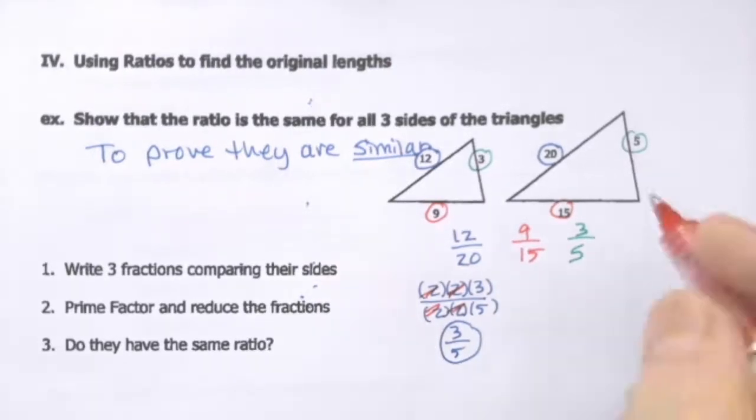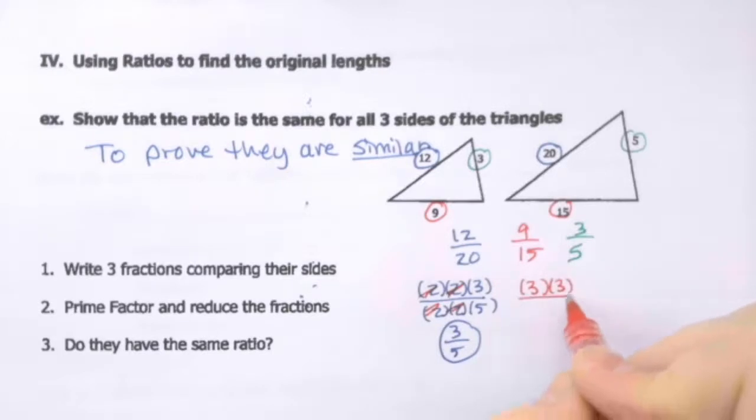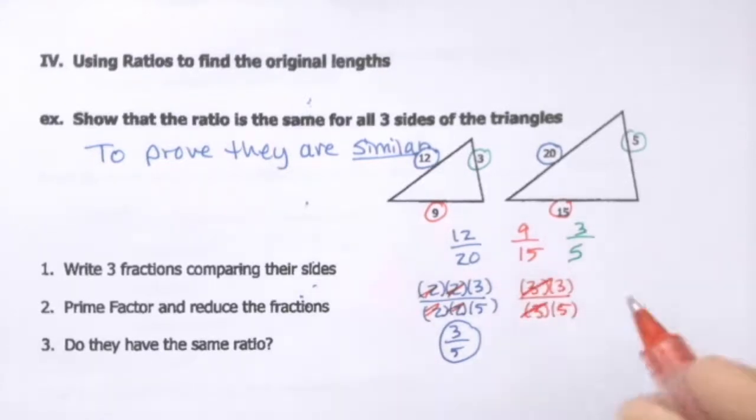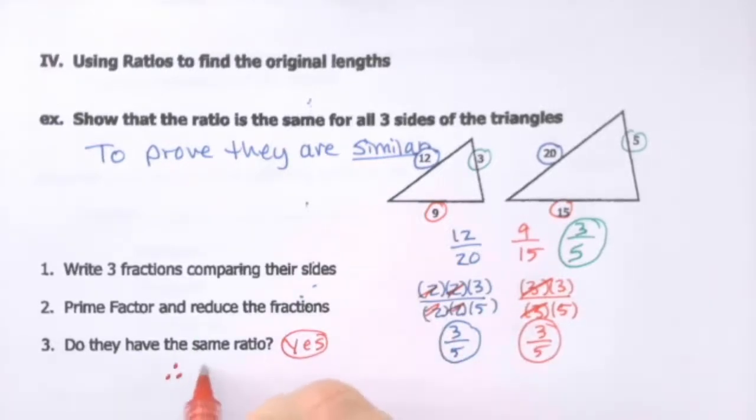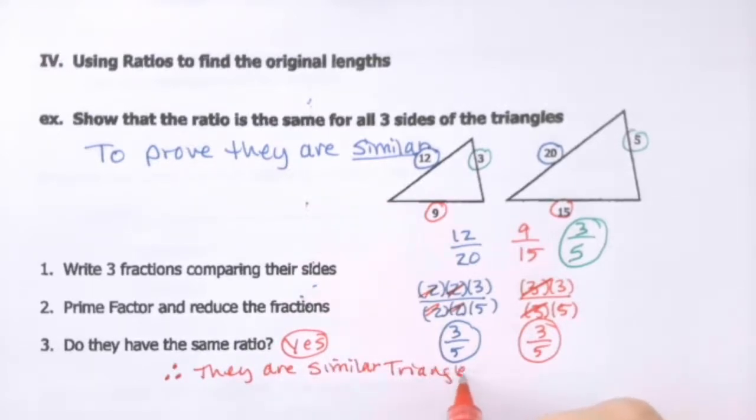Let's do the medium ones. 9 is 3 times 3. 15 is 3 times 5. Divide out a 3, and you have 3/5. Big sides reduced to 3/5, medium sides reduced to 3/5, smallest sides reduced to 3/5. So do they have the same ratio? The answer is yes. Therefore, they are similar triangles.